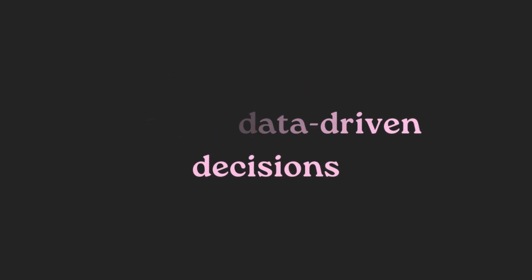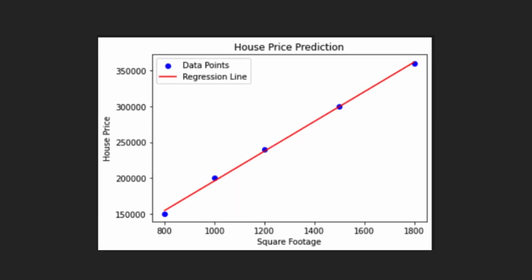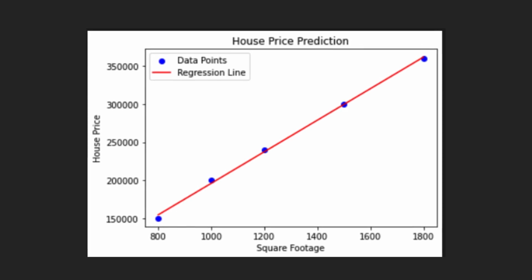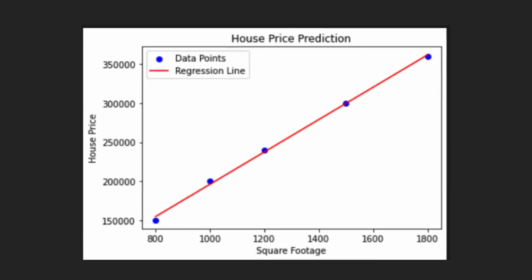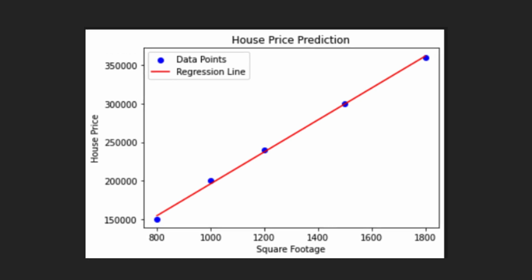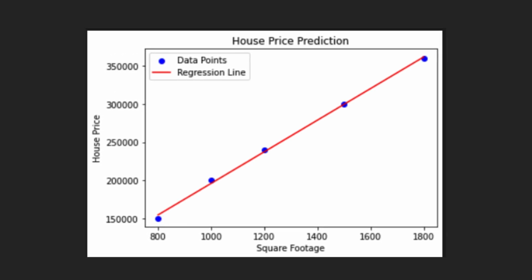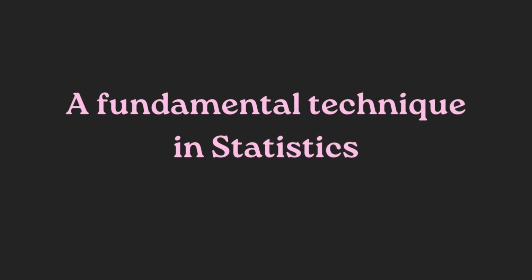Let's say we are trying to predict house prices. We can use linear regression to analyze data on house prices and features like square footage, number of bathrooms, and location. By fitting a linear line to this data, we can make predictions about the price of a house based on its features. To sum it up, linear regression is a fundamental technique in statistics and data analysis. It helps us understand the relationship between variables and make predictions based on data.